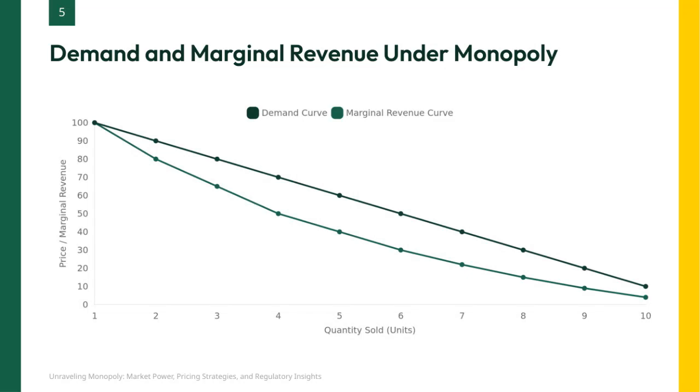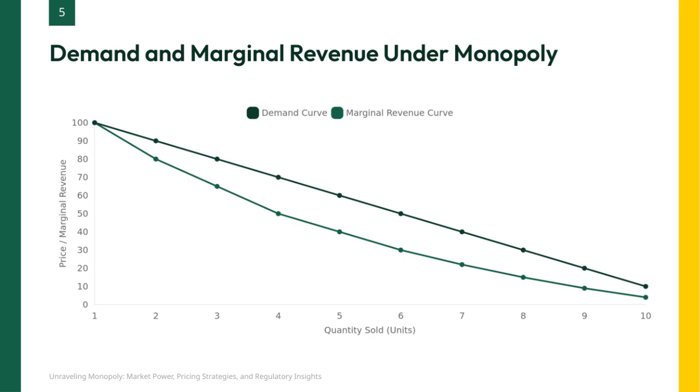Here, we see the demand curve and the marginal revenue curve for a monopoly. The demand curve shows the price consumers are willing to pay for each quantity of the product, with prices decreasing as quantity increases. For instance, at a quantity of 1 unit, the price is at its highest, 100, and it steadily falls to just 10 at 10 units.